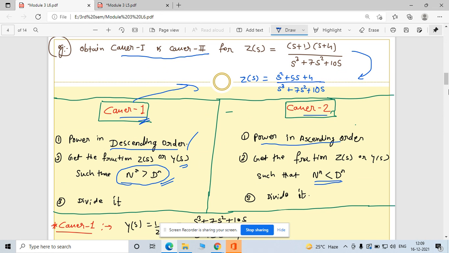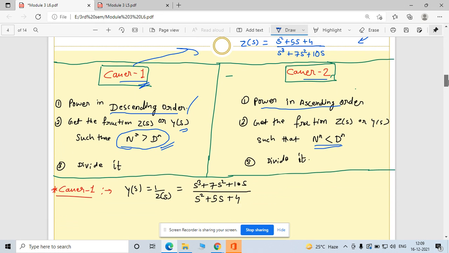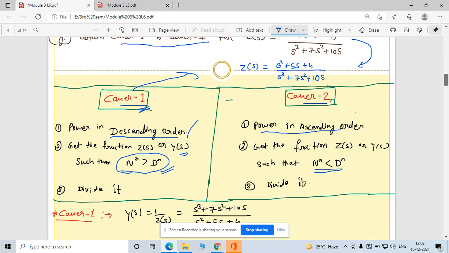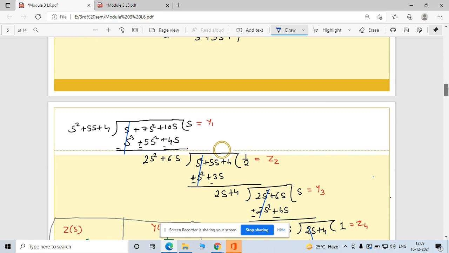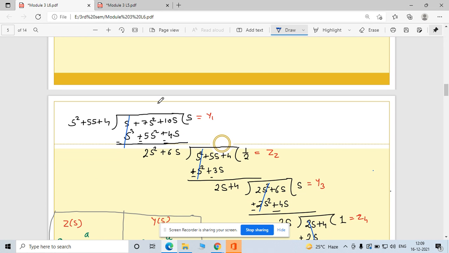When you take the reciprocal of this function, you will get the admittance function, right? This impedance function is given to you. Now this is the standard format for Cauer 1. Now simple, you have to divide this network. Divide this by the ordinary division method, or you can say long division method. This is your divisor, this is the dividend, and this is your quotient, right?